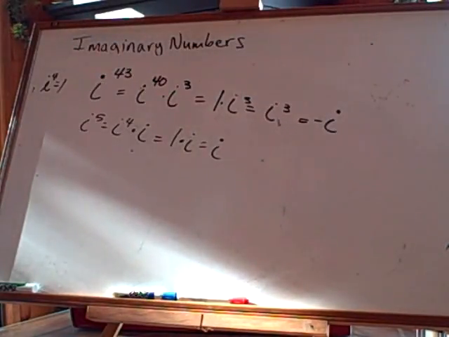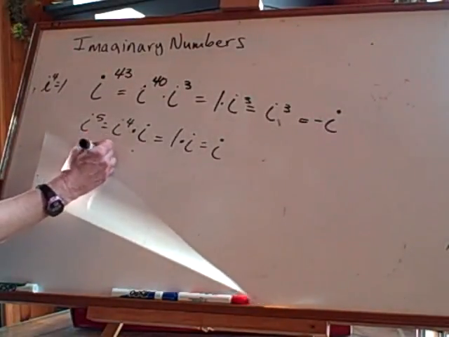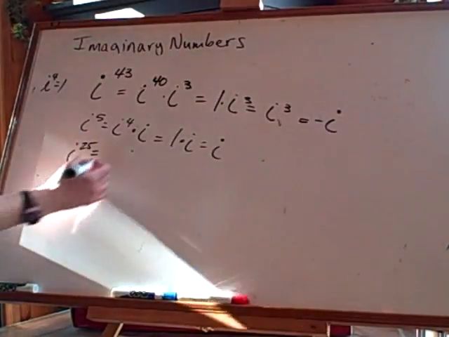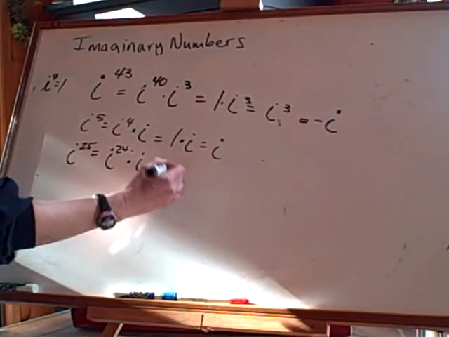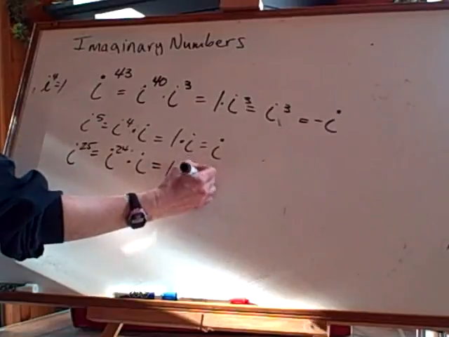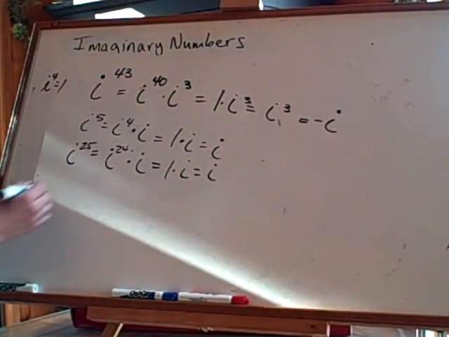The cool part is this is on your calculator, and I can show you how to do that too. Let's look at the next one, which says i to the what? 25. What multiple of 4 is the easiest? 24. And what do I have left over? Just i. So what's that coming out to? 1 times i, which is i. The i's have it.